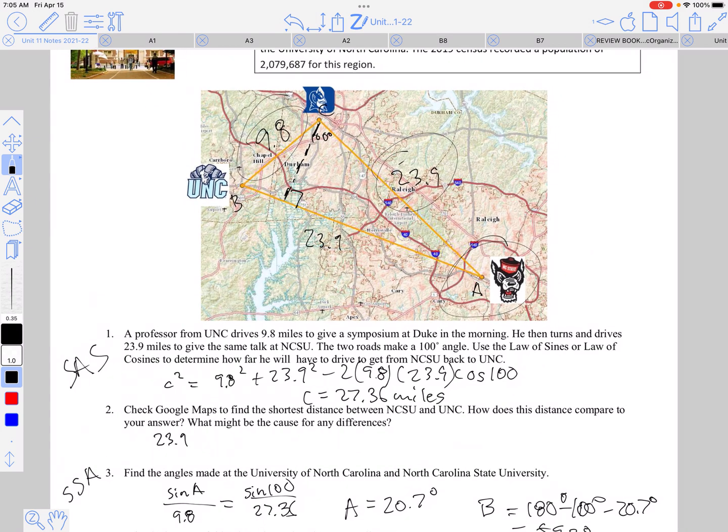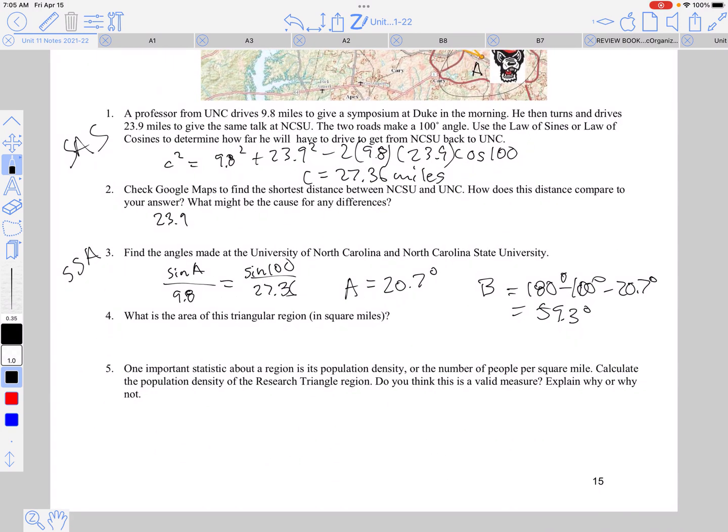So I'm going to use angle B right here, which gives me the height as the opposite and 9.8 as my hypotenuse. So sine of 59.3 degrees equals h over 9.8. Do some little math there, algebra to get h alone for the height, and I get 115.3 miles squared.